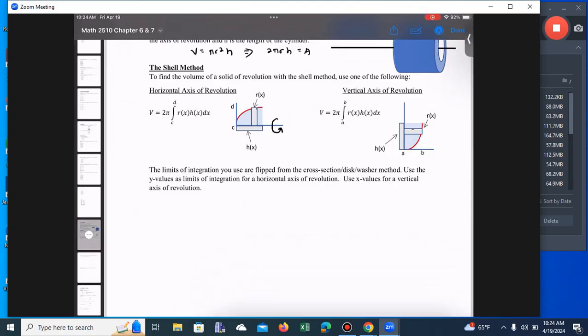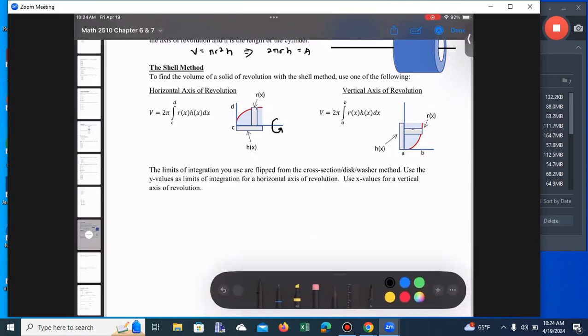Right? The radius goes from the x-axis to the function, and that's just going to be y. So this we just labeled as y. And our height, instead of f of x, we have to put as f of y. In this case, we'll have f of y be the function. And then, we're basically integrating 2 pi radius times height.